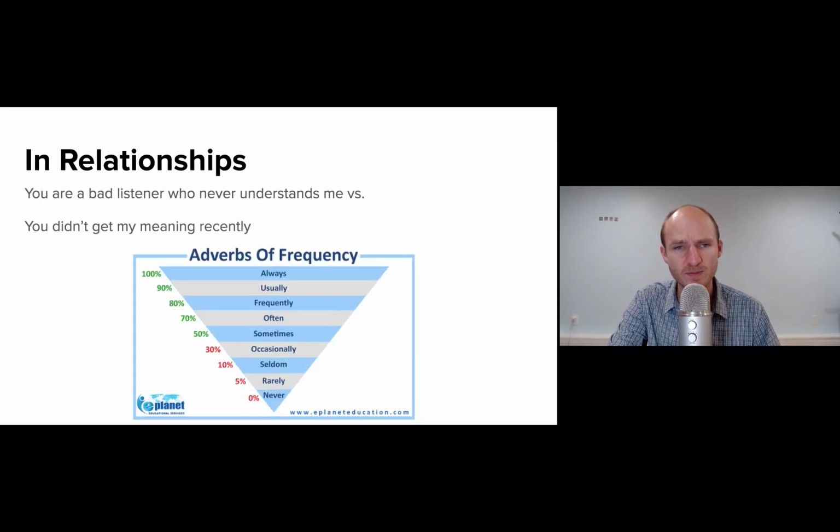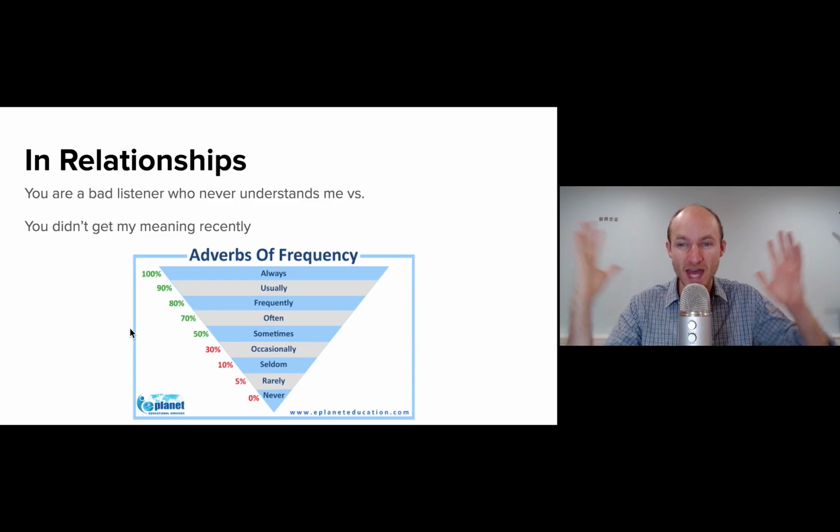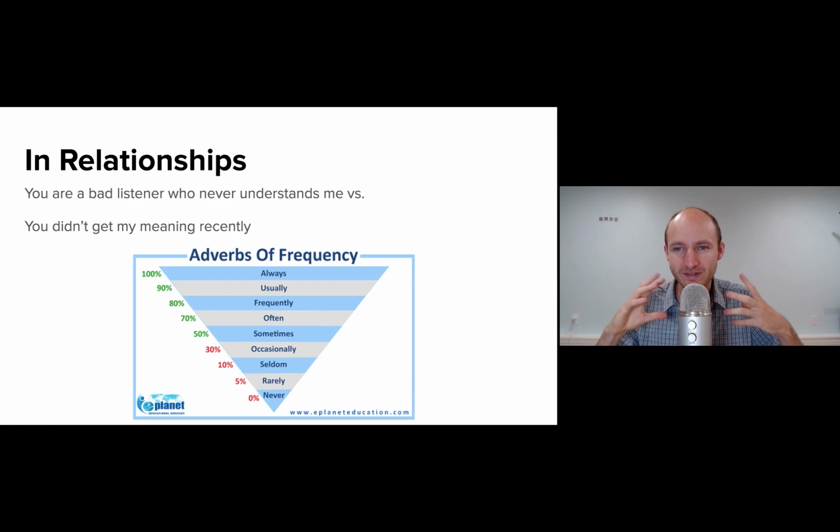This happens a lot in relationships too. If I'm in a relationship with some woman and I say, "Oh, you are a bad listener who never understands me," versus, "Well, you didn't get my meaning recently." You can tell once you get these adverbs of frequency, like always or never. If I say you are a bad listener, I'm saying their identity is bad and you never understand me. Versus, "Well, you sometimes understand me, you occasionally understand me." You can use something like that, and those things change the emotive tone, positive or negative.